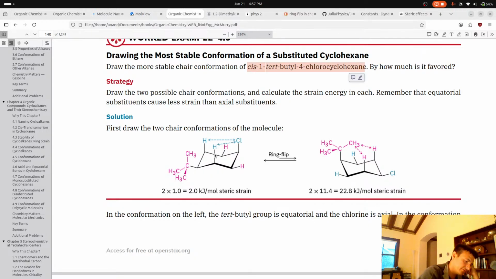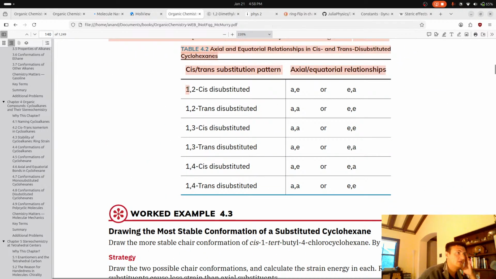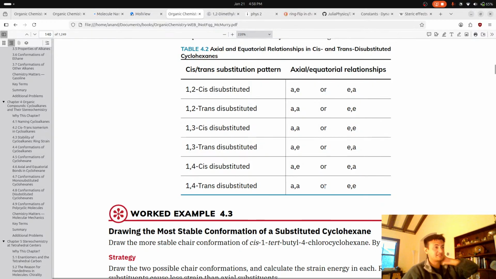If you do a 1-3 configuration, now you can have them both be axial. So it's an AA or an EE. And then I think it just alternates like that. So 1-4 would be AE or EA. And I think that's what this table says. So if you have 1-2, you can either do this, or you can do 1-2 trans. Oh, okay, right. And then if you do trans, then 1-2 is AA or EE. Okay, that makes sense.